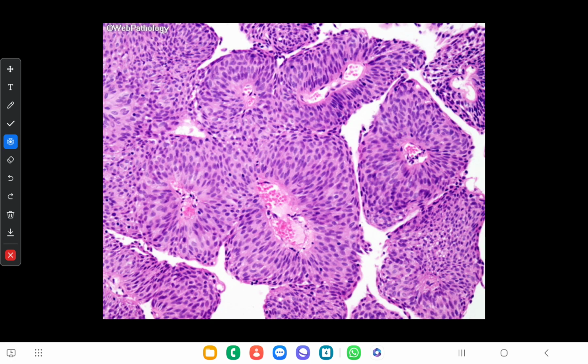Here this is a low-grade papillary urothelial carcinoma. You can see the papillae are fused together.